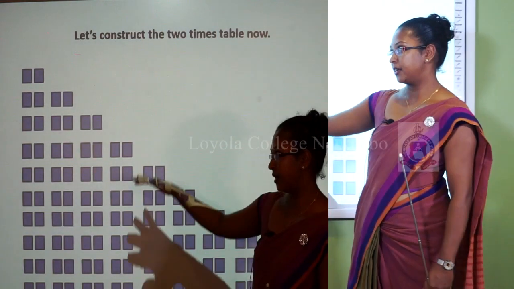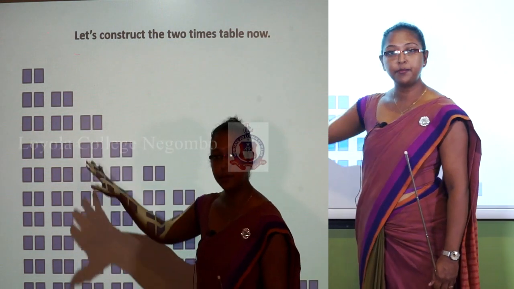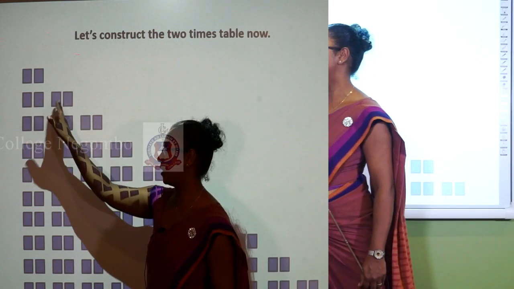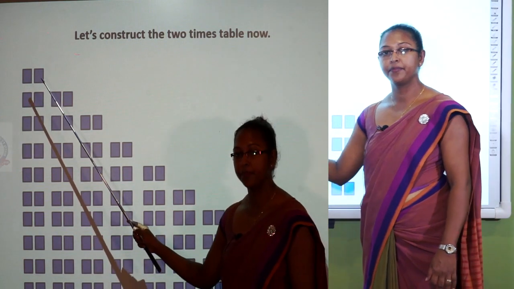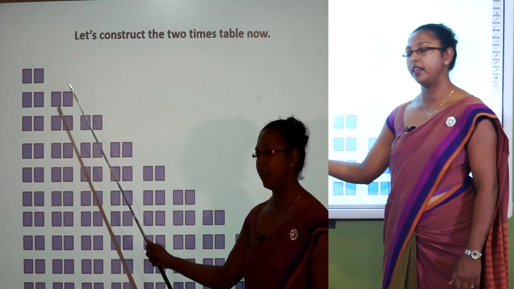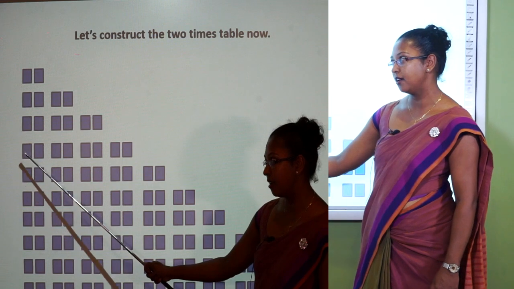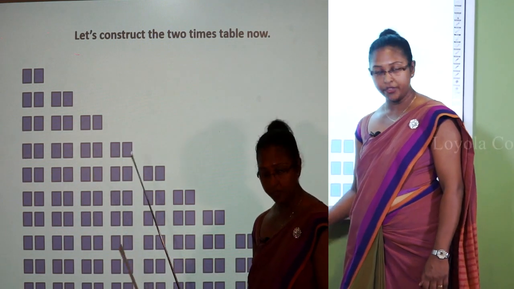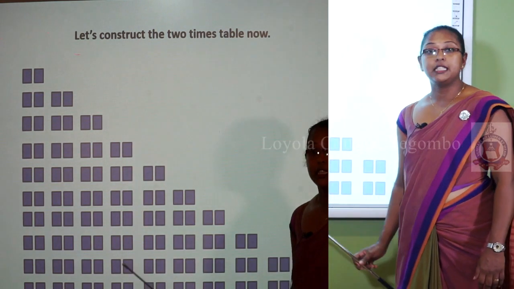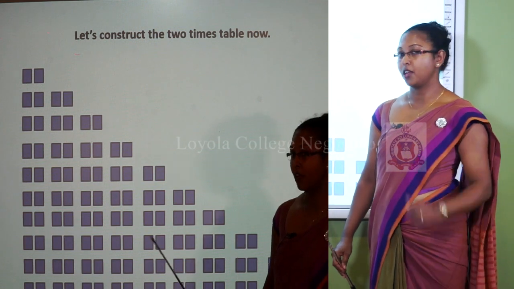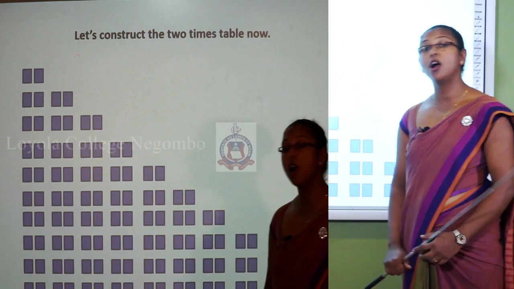Okay, here are some figures, some boxes are there. If you notice, you can see there are pairs, all are in twos. And here, how many twos are there? 1. Here, how many twos are there? 2. Here, 1, 2, 3. And here, 1, 2, 3, 4. So you need to count all these boxes very easily. How to do that? Then only we need the multiplication table. I'll show you how to construct that.